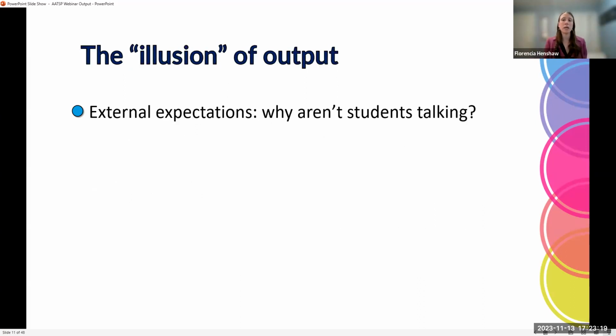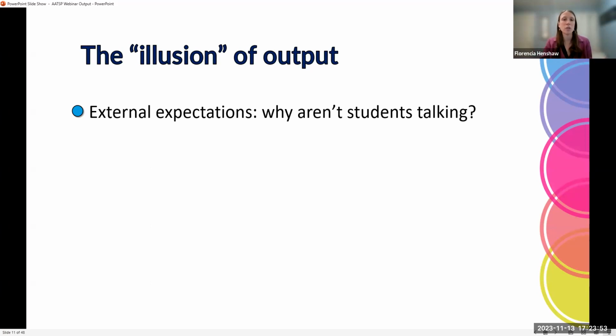Now, when I talk about including meaning and output and all that, I'm not talking about the repeat after me. I'm not talking about what I call the illusion of output. Now, I can see if you think, well, but repeat after me or read out loud gives us the illusion of people producing language. But to me, the illusion of output is more like when we have to meet these external expectations of why aren't students talking?